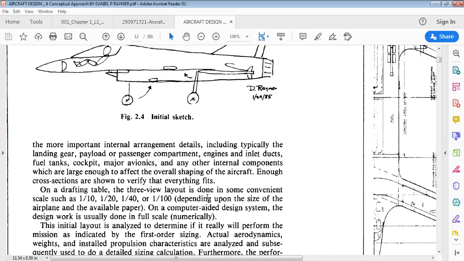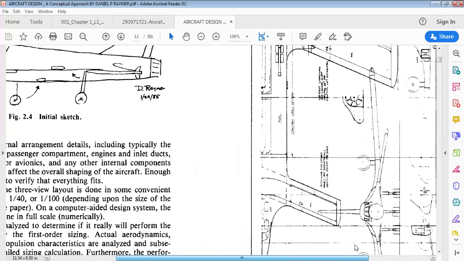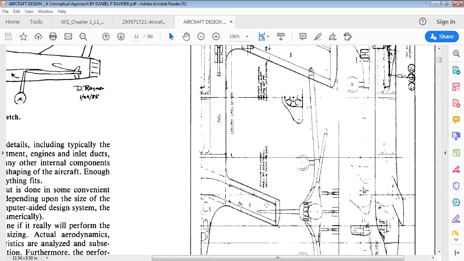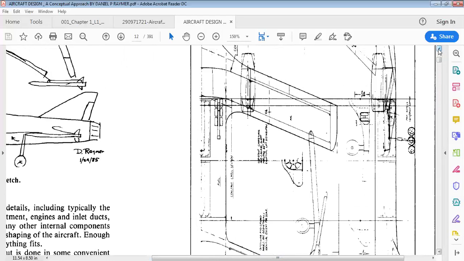Nowadays we use different tools such as CATIA, Solid Edge, and Inventor, whatever tools we use today, for these types of sketches. You can see the drafting will be done at 1/10, 1/20, 1/40, or 1/100, according to the total size of the aircraft. Also look here in this picture: how the fuselage looks, what the front view is, what the wingspan is, and you can also see the landing gear in this picture.